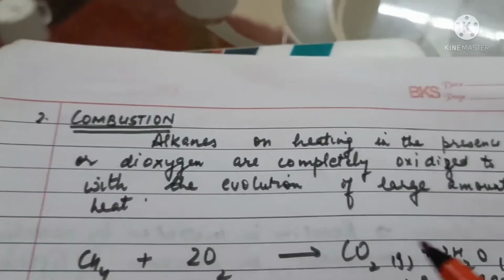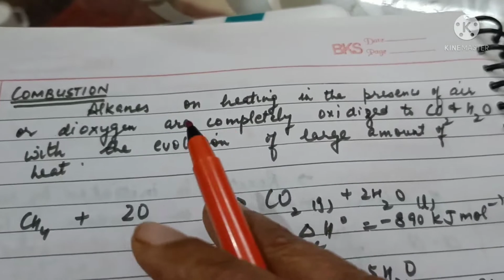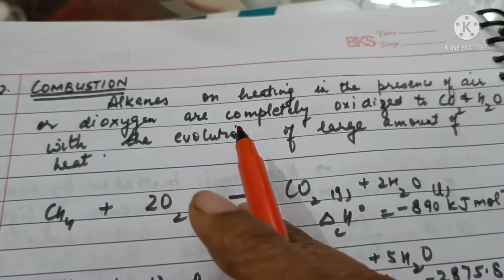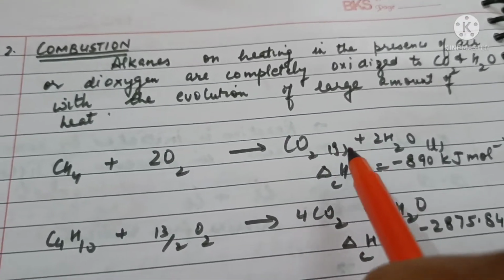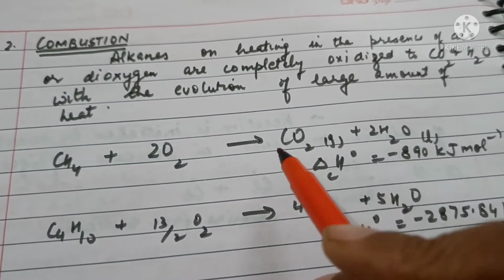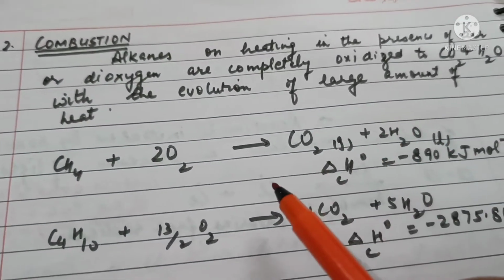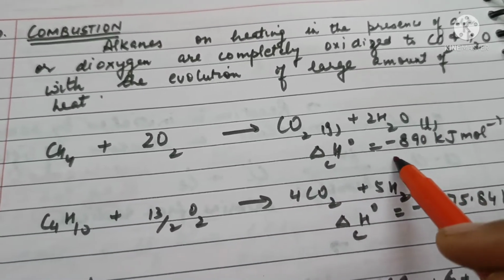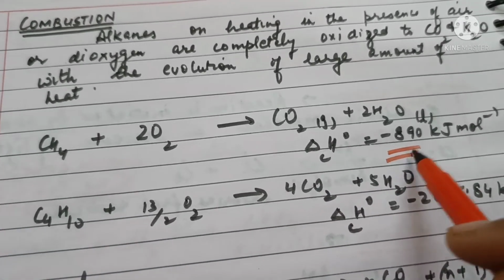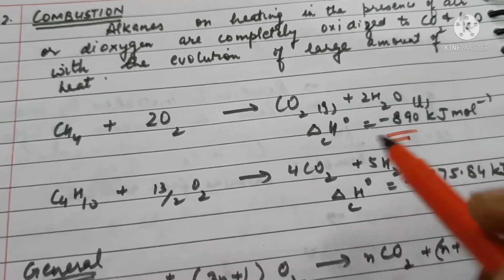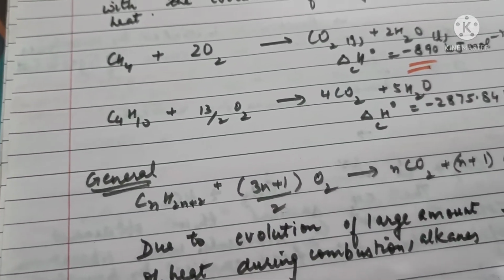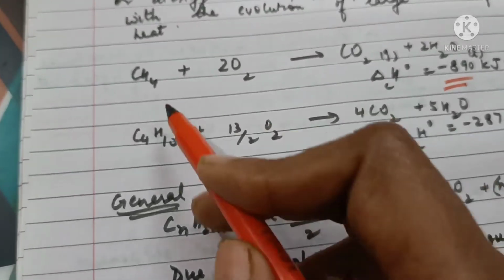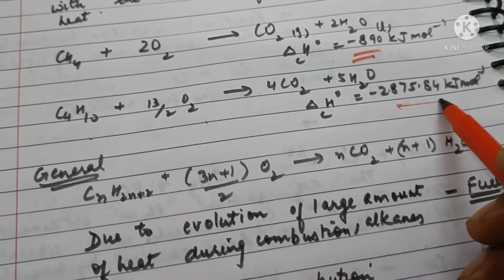Next is combustion. Alkanes, on heating in presence of air or dioxygen, will completely get oxidized to form the oxides of carbon and hydrogen, carbon dioxide and water. This reaction proceeds with the evolution of a large amount of heat. So all hydrocarbons can act as very good fuels, and in general energy will be produced.